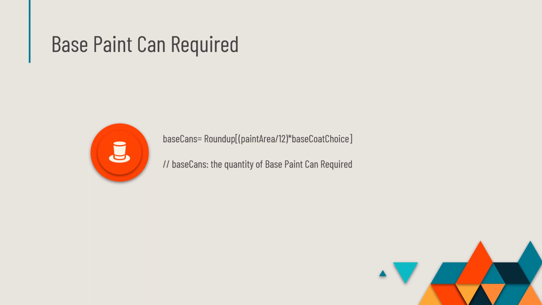And now we are able to calculate how many base paint cans are required. So we will have the paint area divided by 12 and multiplied by base coat choice, and then the result will be rounded up. Then we get the base cans. The base can is the quantity of base paint cans required.